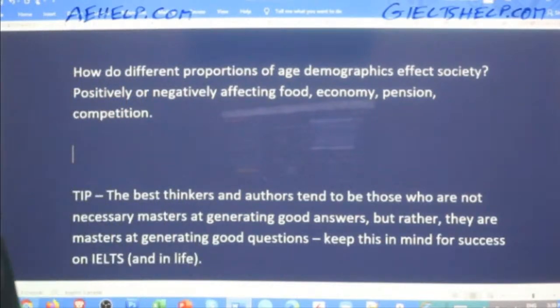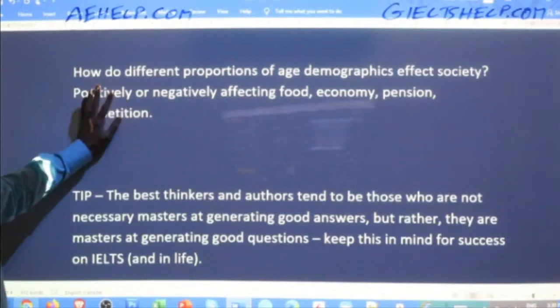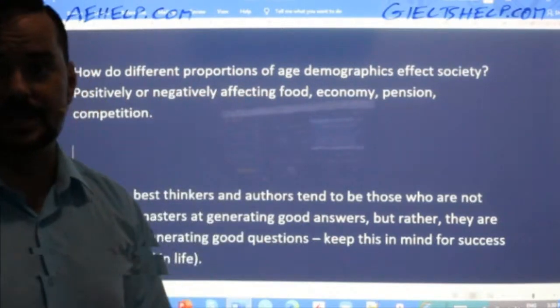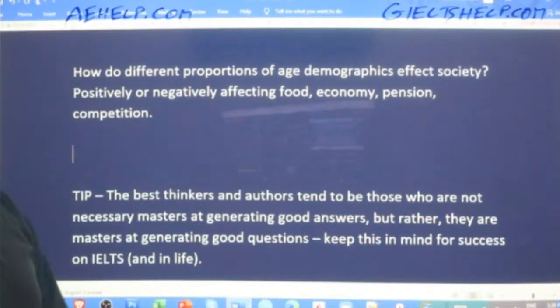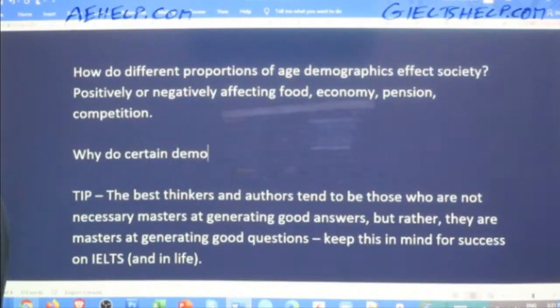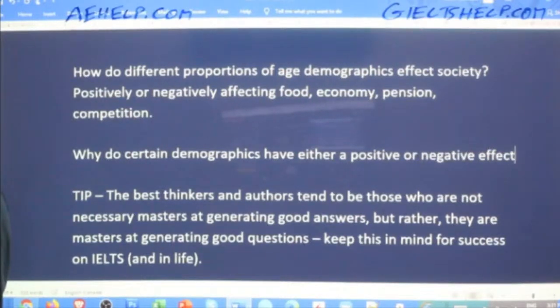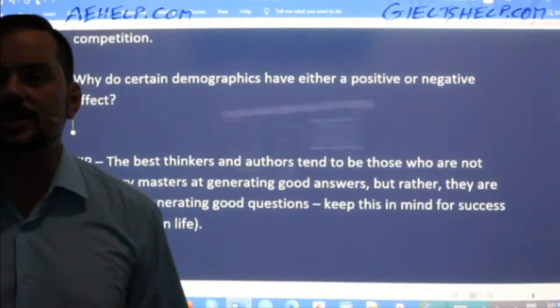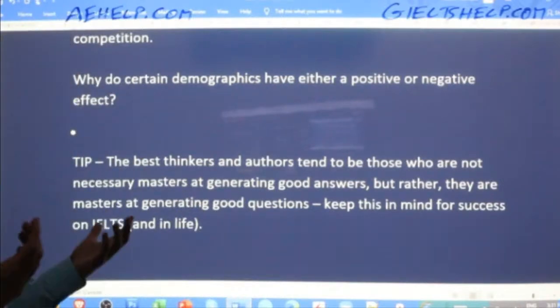So what do you think is the specific question here? You're on the right track. Osama, Lydia, you're on the right track. What's the full question? You're absolutely on the right track. So why do certain demographics have either a positive or negative effect? Okay, yeah. So that would be my question. Yeah, why? So Adrian A would say, well, why do certain demographics?